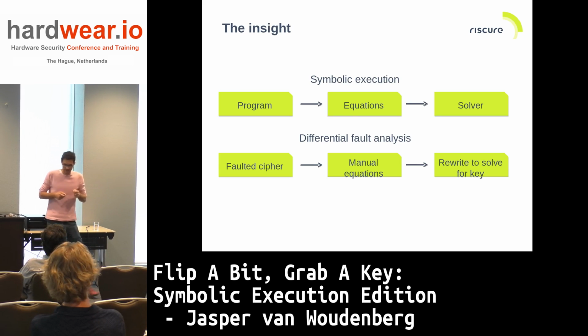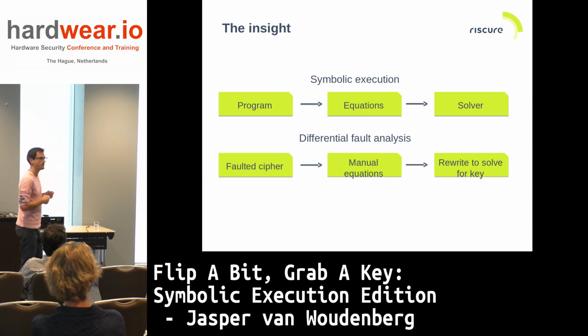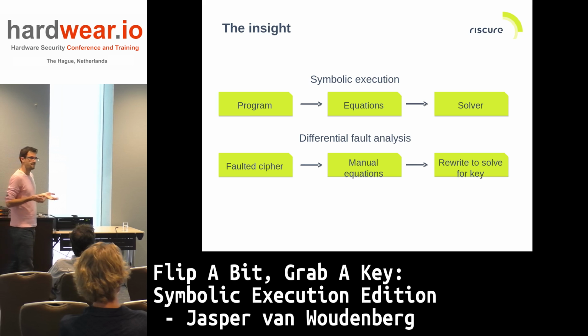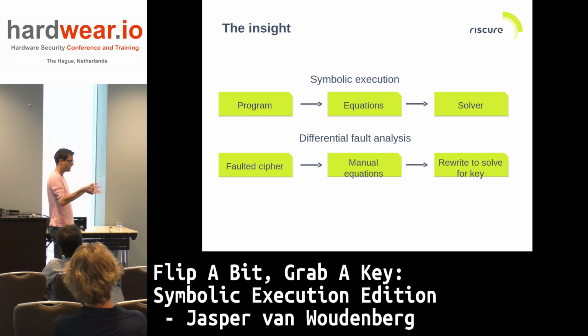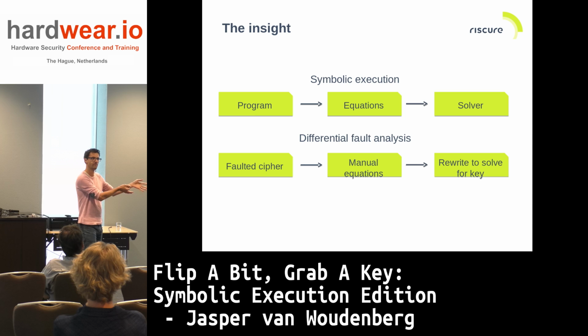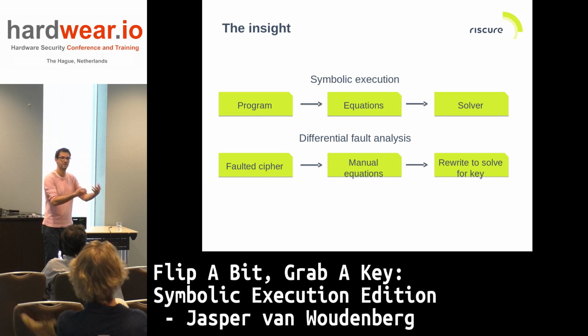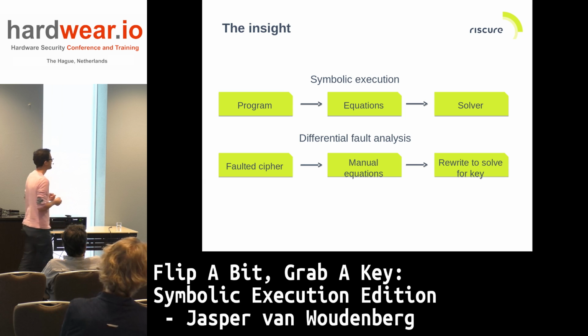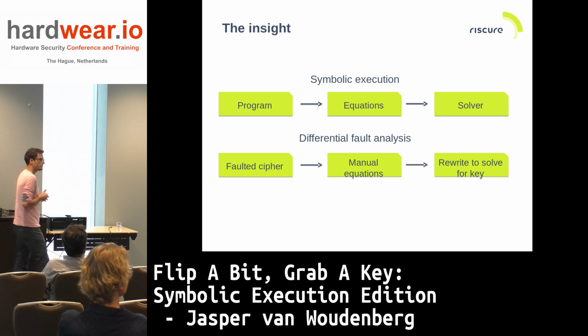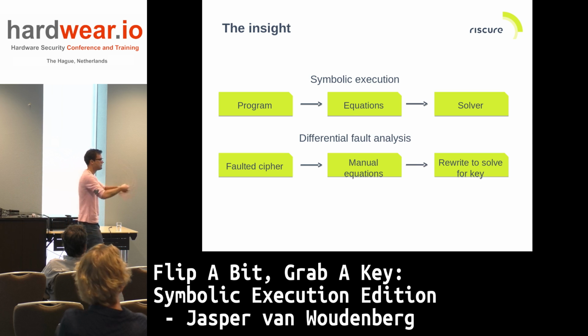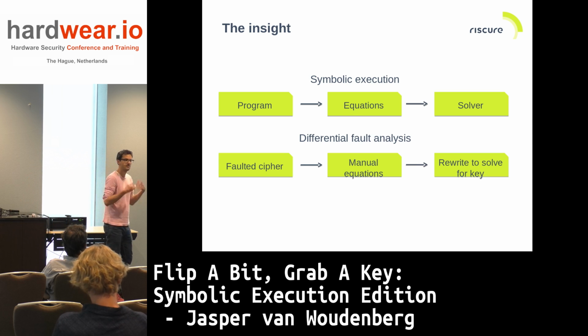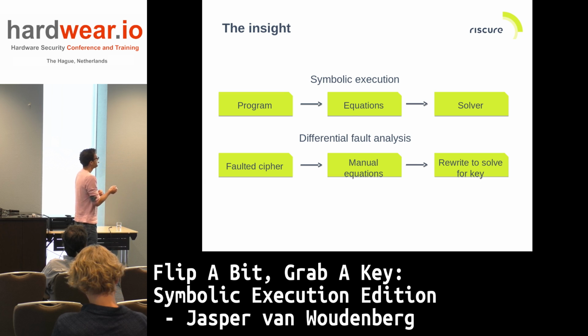So this is the insight that I had over this beer about a year ago. So first of all, we have this tool of symbolic execution. So I can take a program, turn it into a set of equations, and then we can solve them. This is pretty much automatic. You just load it into an engine and it will give you these equations. Differential fault analysis takes a faulted cipher, you have to manually study it, study the fault model, you have to rewrite it, and you have to come up with how to solve it. So I actually want to combine the best of these two worlds.